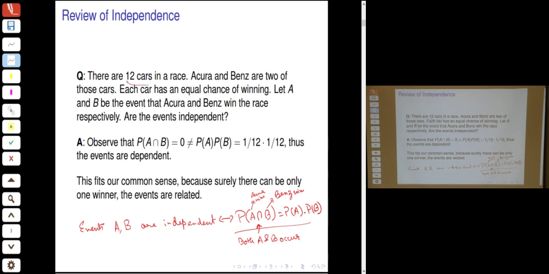There are 12 cars in a race, each car has an equal chance of winning. So the probability of Acura winning is 1 over 12. The probability of Benz winning, denoted by B, is also 1 over 12. So the probability of A times the probability of B is 1 over 12 times 1 over 12. And A intersection B means that both Acura and Benz win the race, but in the same race there cannot be two winners. So the probability of A intersection B is 0. And since 0 is not the same as 1 over 12 times 1 over 12, the two events are not independent and they are called dependent. This fits our common sense because there can surely be only one winner and the events are related. Any questions?